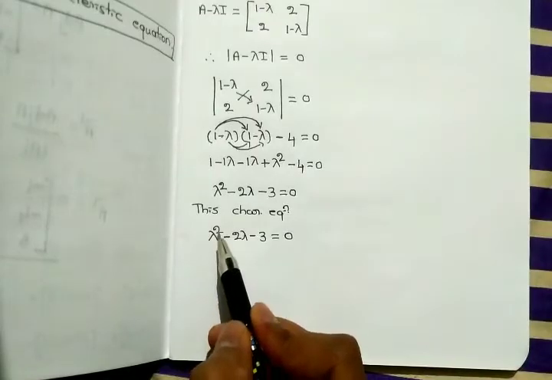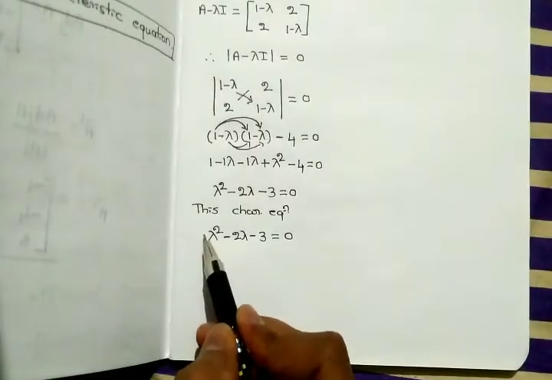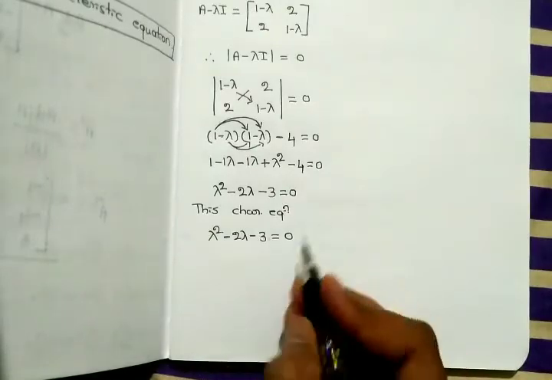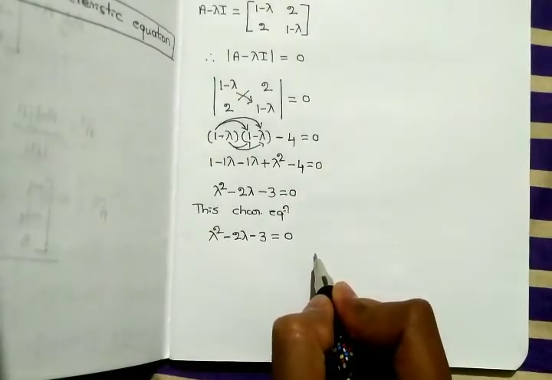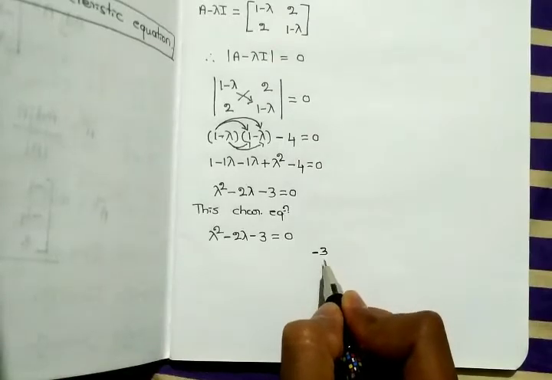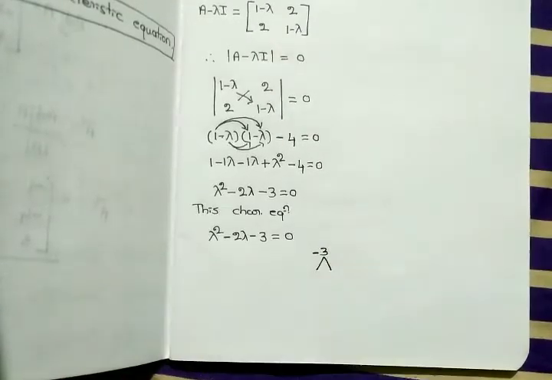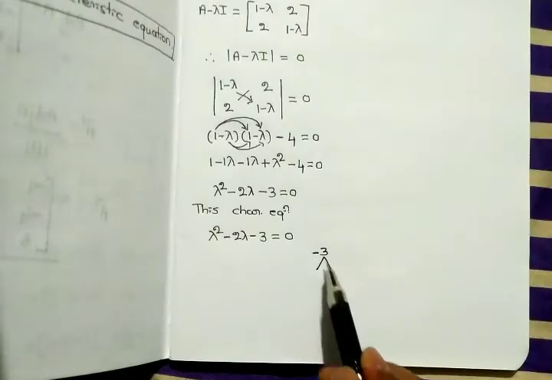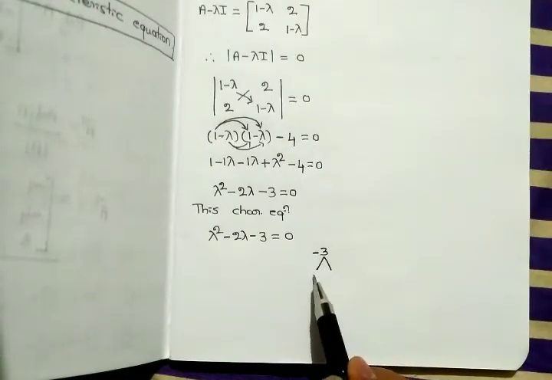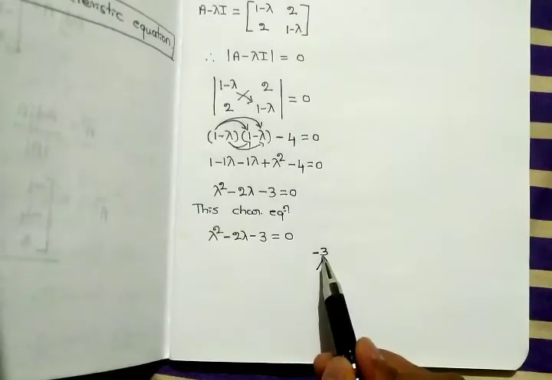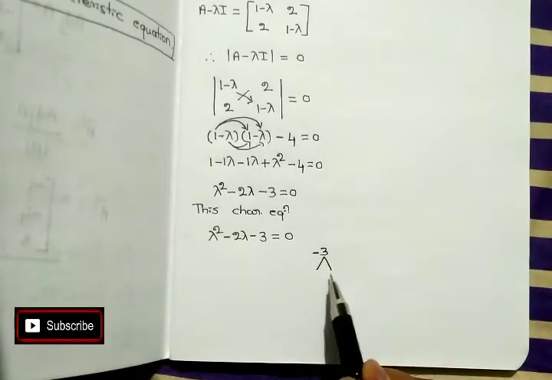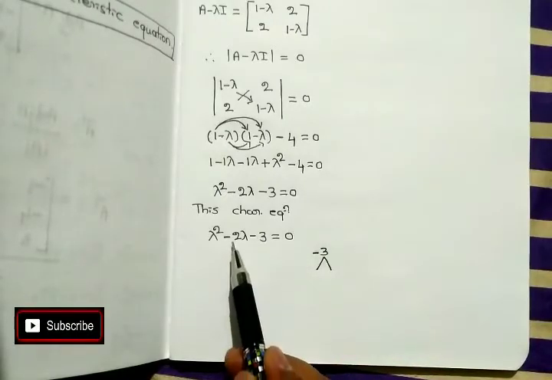Here the lambda square coefficient is 1. So multiply 1 into minus 3, which is minus 3. Next step, you have to split this minus 3 in such a way that if you multiply these two values you get minus 3, and if you add or subtract these two values you should get the middle number.